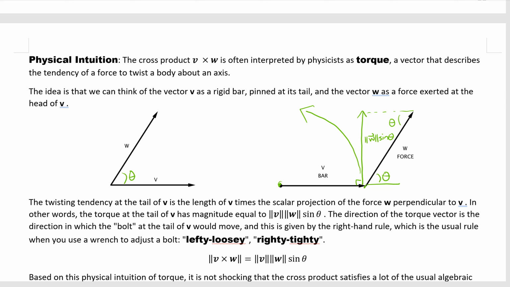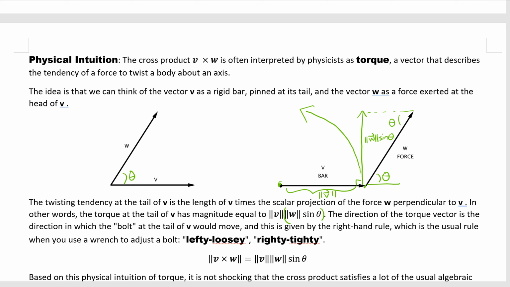So the twisting tendency is the magnitude, the length of V, times the scalar projection of the force perpendicular to V. In other words, the torque at the tail of V has magnitude equal to the length of V times the length of W times sine theta.